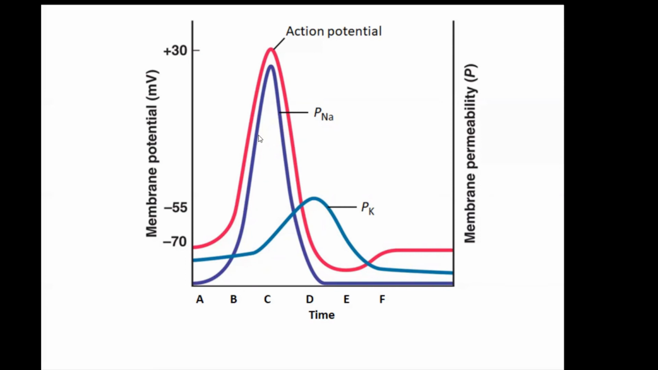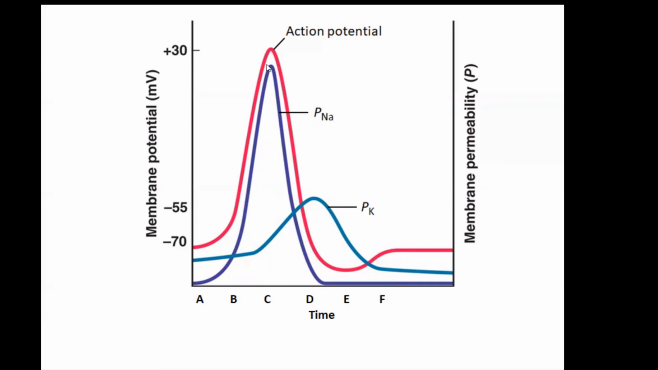So this permeability to sodium is shooting up because when one voltage-gated channel opens, it makes the membrane potential a little more positive, which means it's going to trigger neighboring voltage-gated sodium channels. So go up and up and up and up.